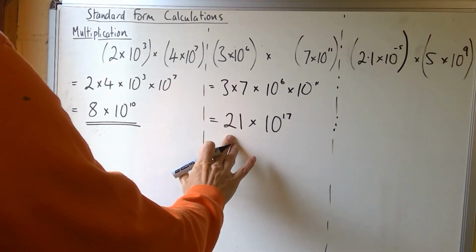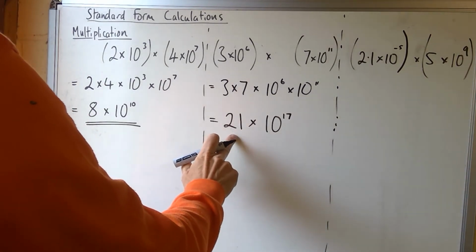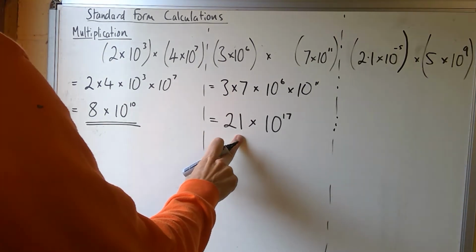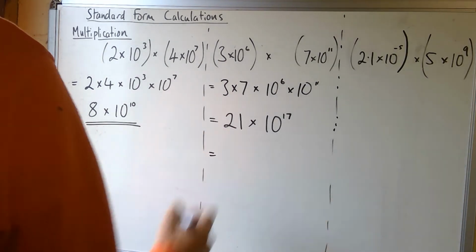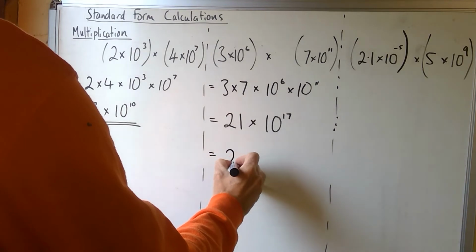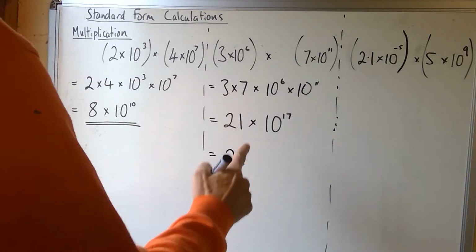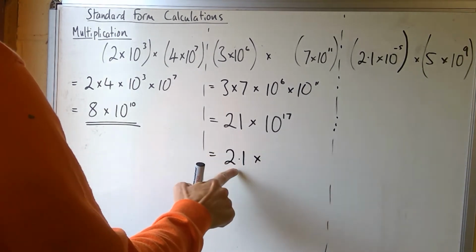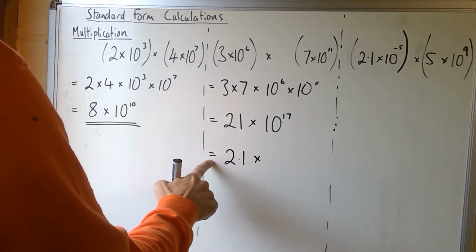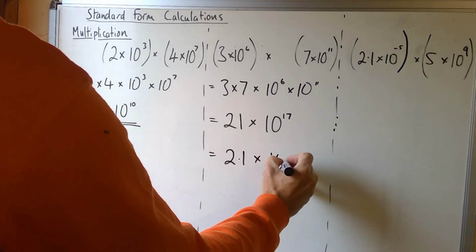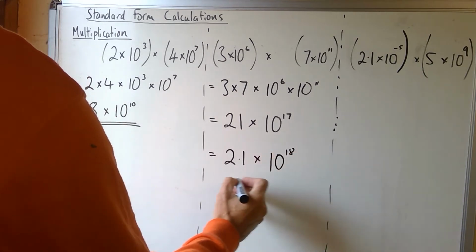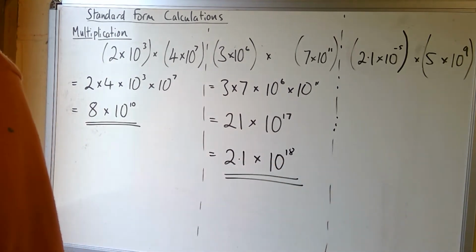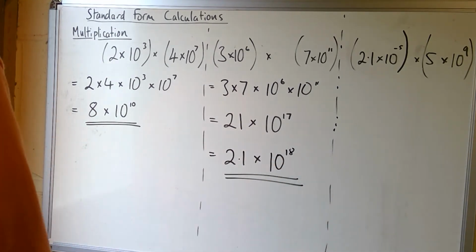The only problem with this is our answer here is not in standard form. So if you remember the standard form, the first number has to be between 1 and 10. So I can adjust this to 2.1, so 2.1 instead of 21. So I've divided this part by 10. So to keep it equal, I need to multiply this part by 10, which means adding 1 to the power. So 2.1 times 10 to the 18 is now in standard form.